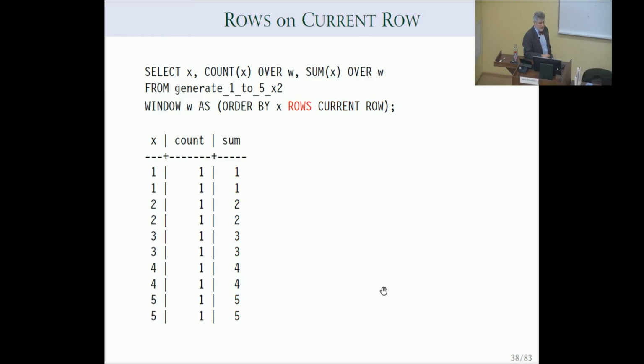Here's the same thing in rows mode. Makes perfect sense. Each row sees only itself. Current row to current row is literal current row to current row. And this column is duplicating that column, which is what you'd expect.